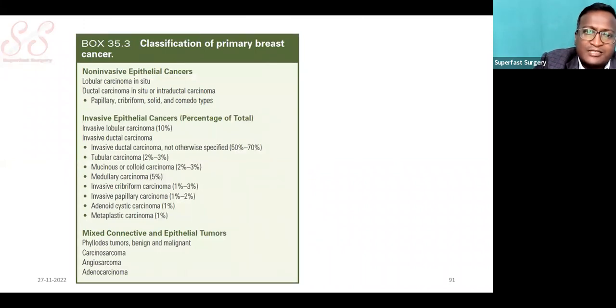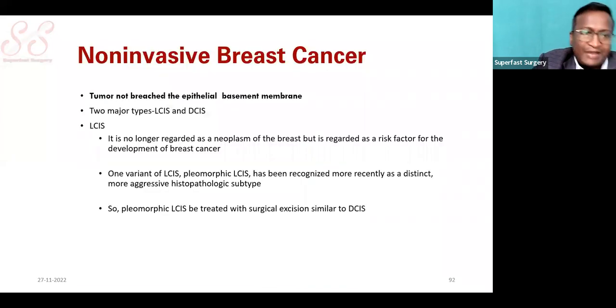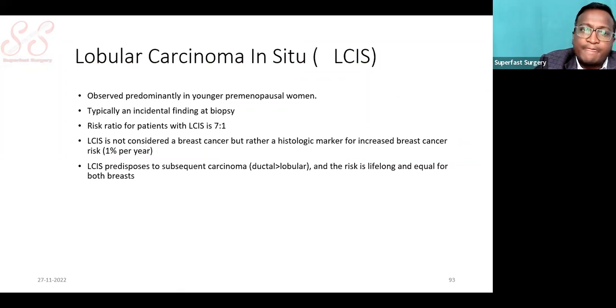Now the classification of primary breast cancer: non-invasive and invasive, which we further classify into several types, and phyllodes tumors: mixed connective epithelial tumor, phyllodes carcinosarcoma, angiosarcoma, adenosarcoma. Non-invasive includes LCIS and DCIS. LCIS is no longer considered a carcinoma in situ; it is a risk factor. However, pleomorphic LCIS has a bad prognosis and should be treated like DCIS. So, lobular carcinoma.